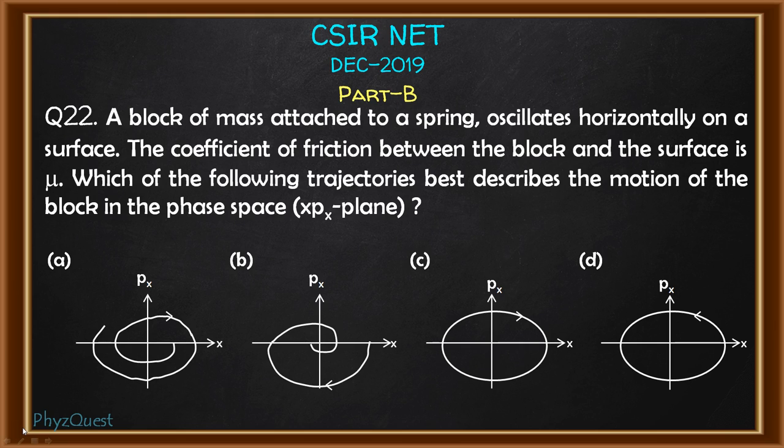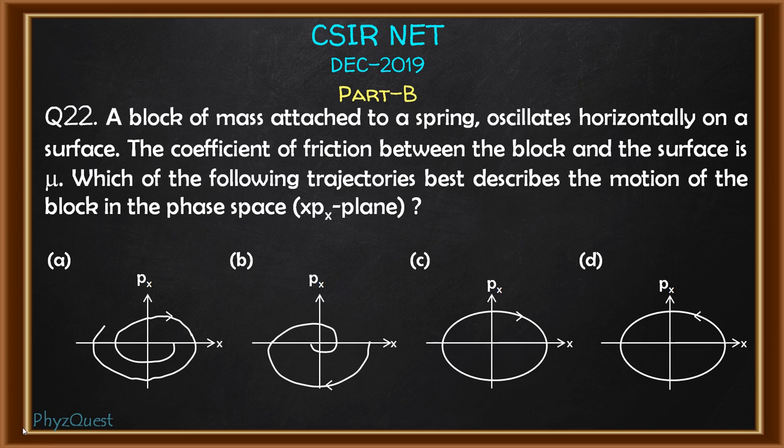The question is, a block of mass attached to a spring oscillates horizontally on a surface. The coefficient of friction between the block and the surface is mu. Which of the following trajectories best describes the motion of the block in the phase space, that is in the x-px plane? Four plots are given and we need to choose the correct plot.